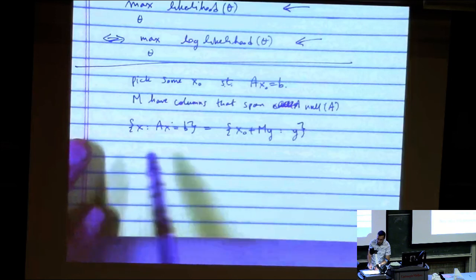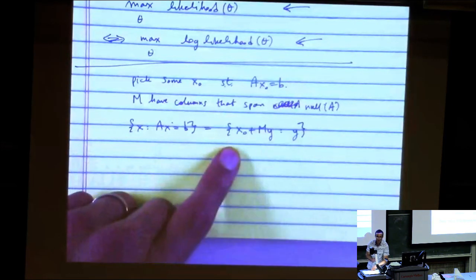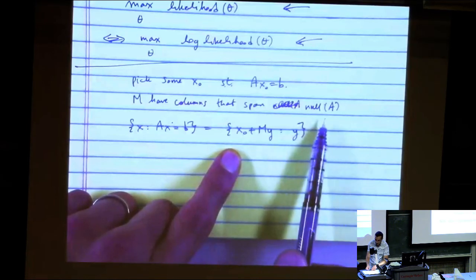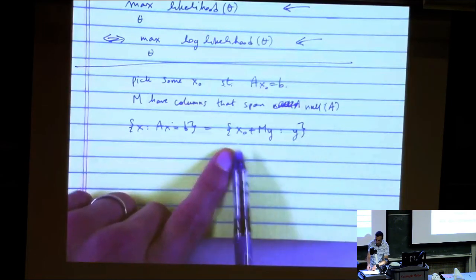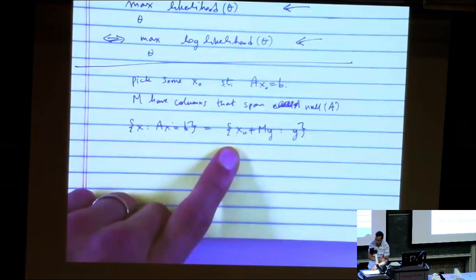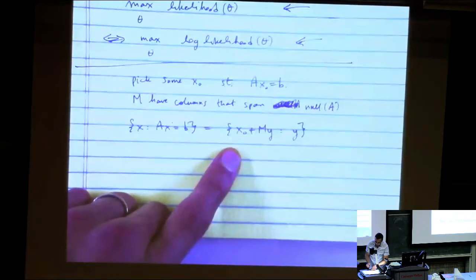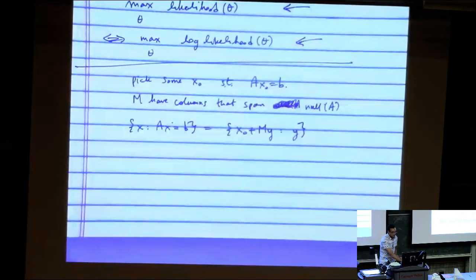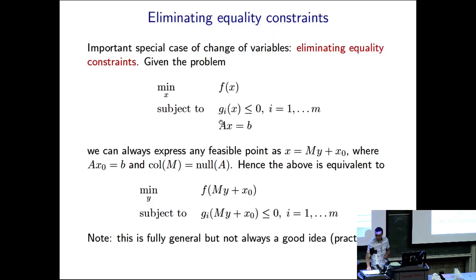Basically I'm saying we can get any solution to this by just taking a solution and adding something in the null space. And if the null space only contains 0, that means there's only one solution and it's x0. So this is just a basic fact from linear algebra. Now that I apply this fact, I can reparameterize this problem in terms of y alone. Anywhere I see x, I'm going to write that as x0 plus My. So I replace x with My plus x0 in the criterion, and in all the inequality constraints. And I have no more equality constraints because by design, any one of these points, My plus x0, is going to satisfy this constraint.